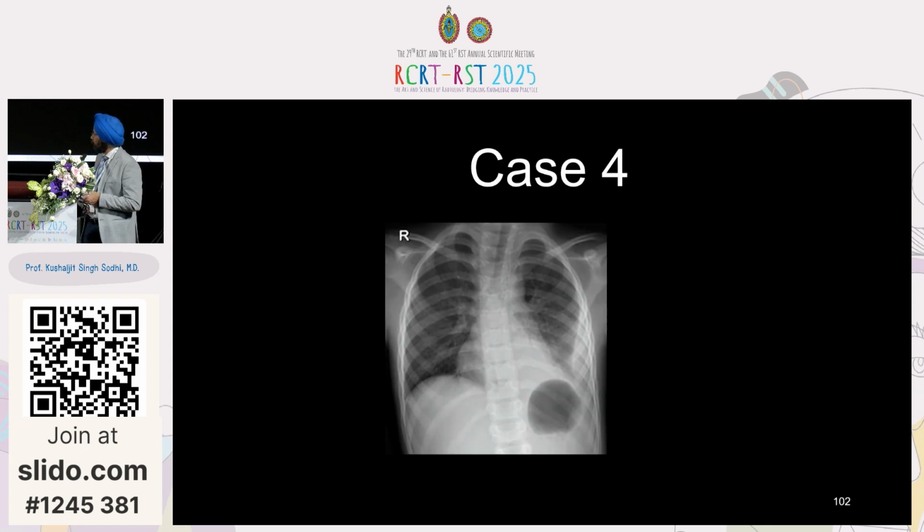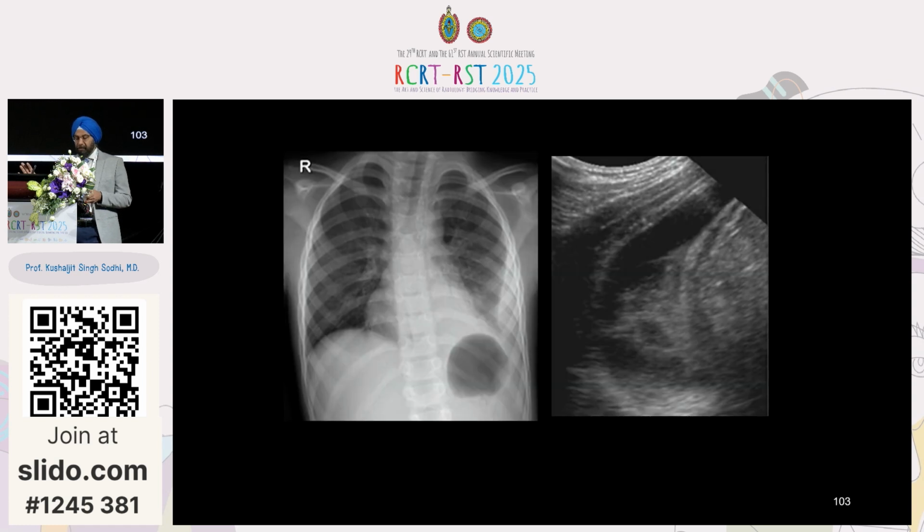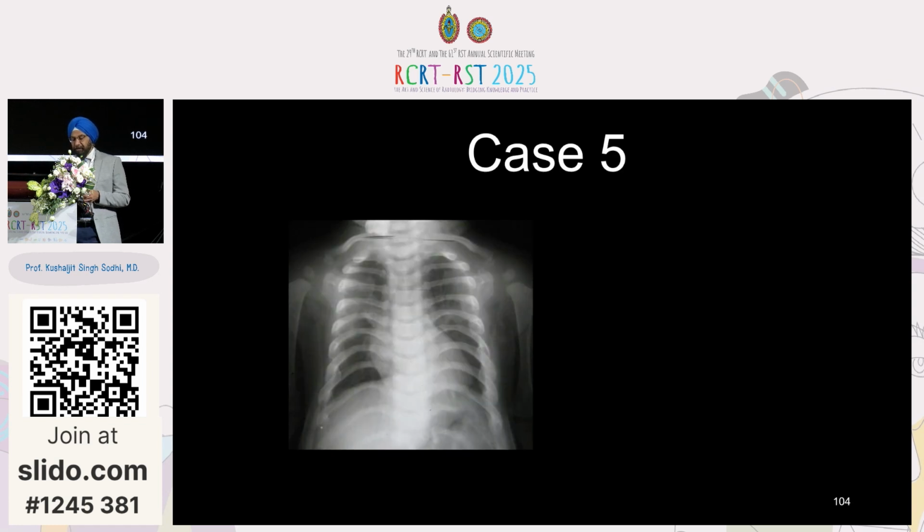What about this one? A child comes to the ER and is taken for a chest X-ray. You can see this opacity. This is the effusion on the left side, right? Effusion or empyema. You can do an ultrasound after a chest X-ray and see a lot of complex septa, echoes, debris there. So this was the empyema in this child.